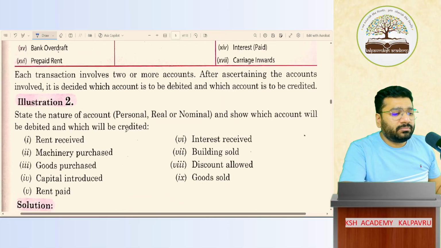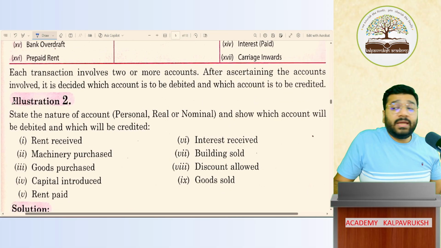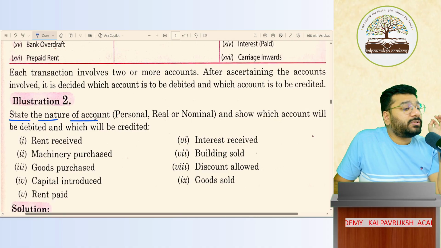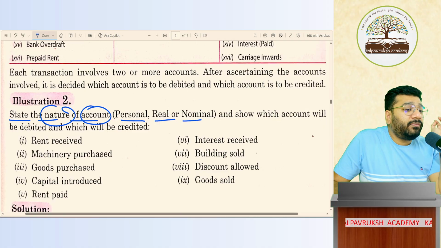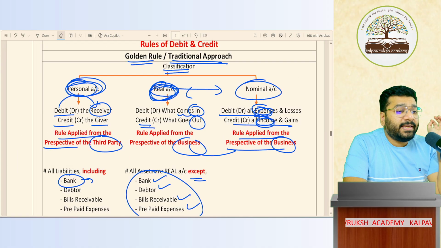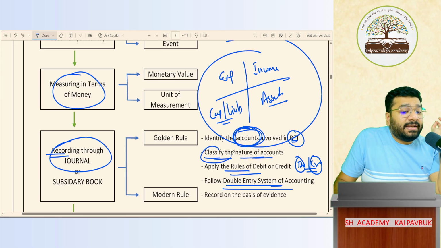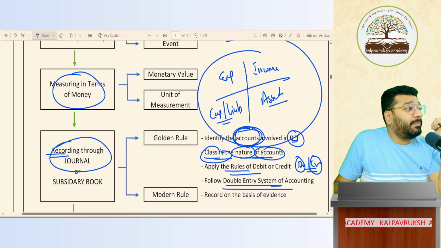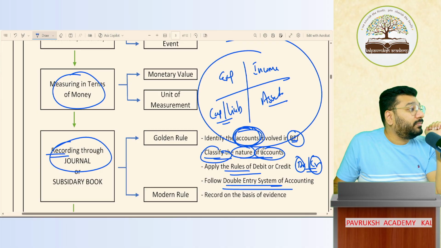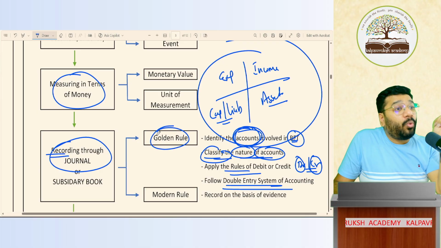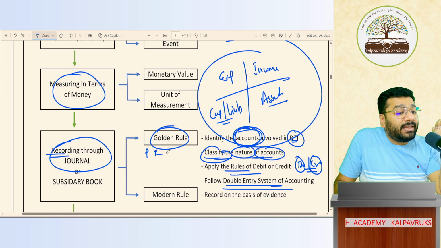Illustration 2. It says, state the nature of accounts. Nature of account should be stated as personal, real, and nominal. If you come back to my note, what I say here, classify the nature of accounts. Not asset, liability, capital. No, that classification you'll do only for modern rule. So whenever they ask for golden rule, what is the nature? It is personal, real, nominal.